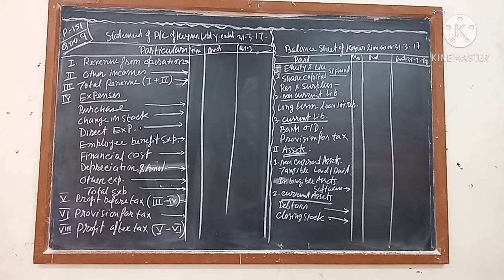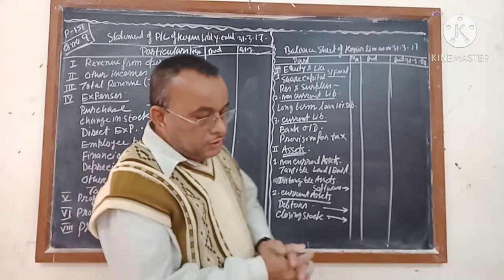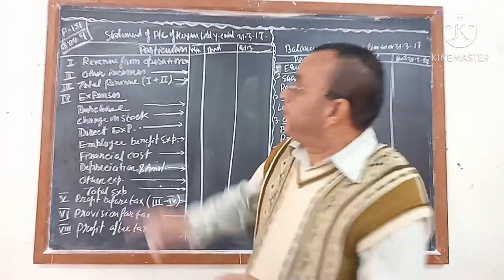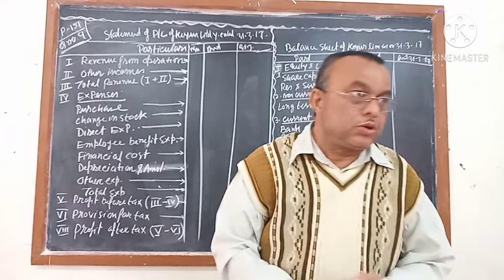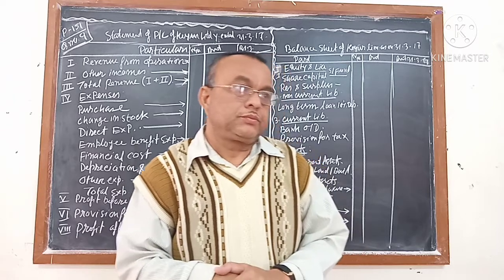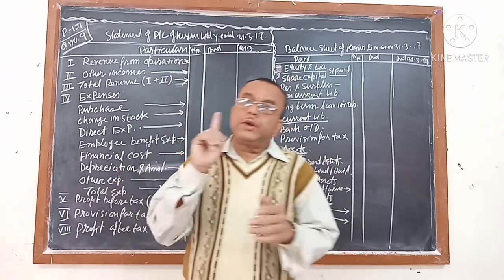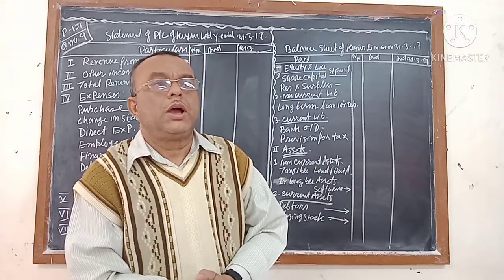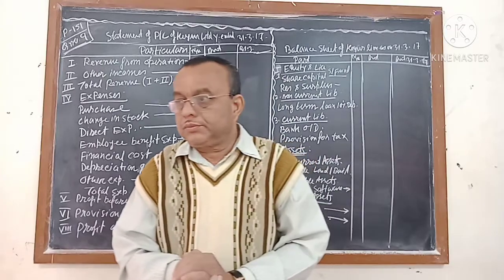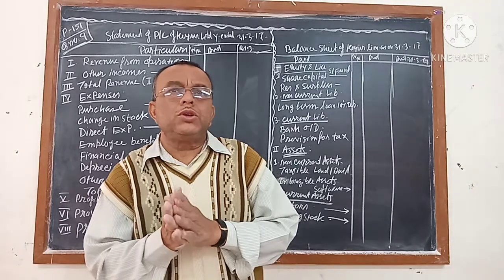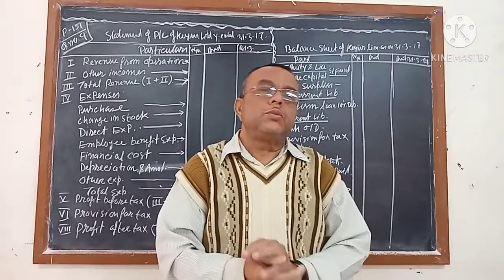Let us do one more sum from your exercise, and this is the most important sum. Page number 151, question number 9 and question number 10 from your exercise, and illustration number 14 from your textbook. From these three questions you will get a full idea of the whole chapter.